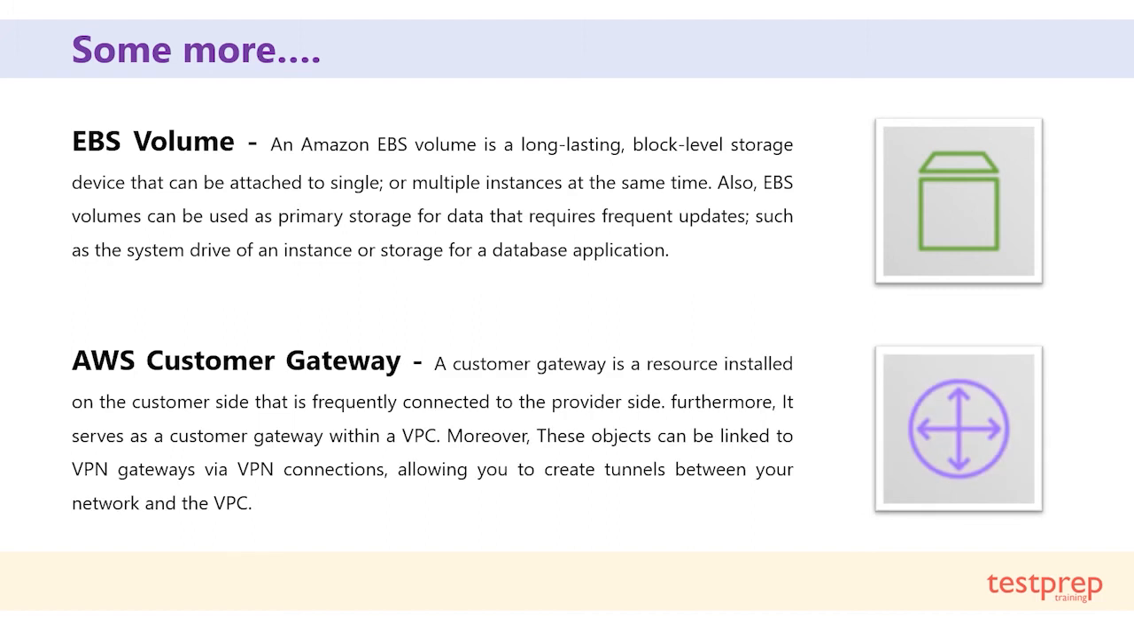Next, AWS Customer Gateway. A customer gateway is a resource installed on the customer side that is frequently connected to the provider side. Furthermore, it serves as a customer gateway within a VPC. Moreover, these objects can be linked to VPN gateways via VPN connections, allowing you to create tunnels between your network and the VPC.